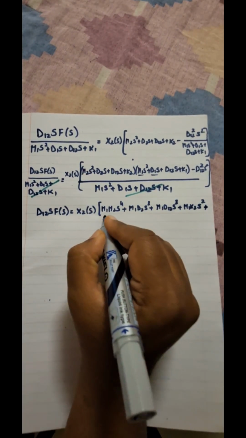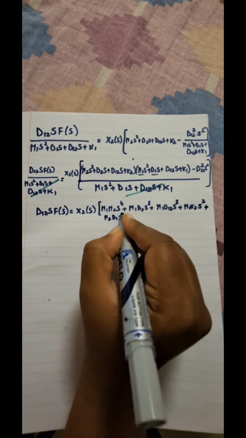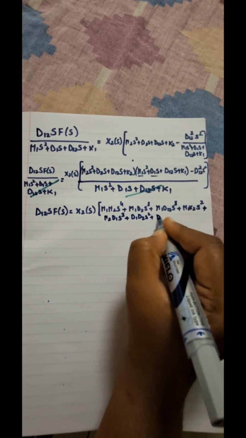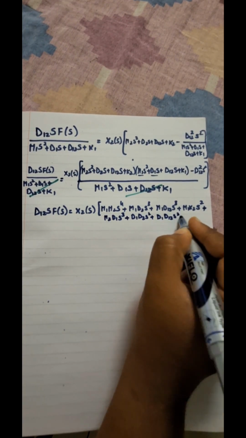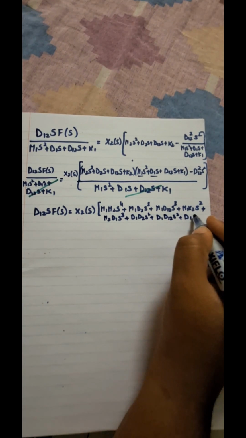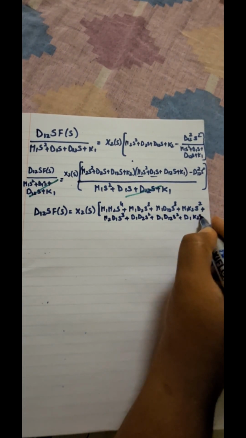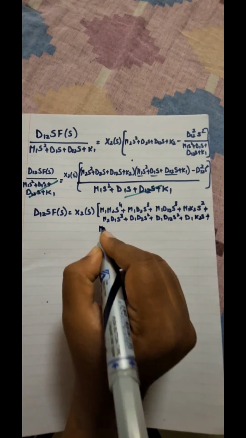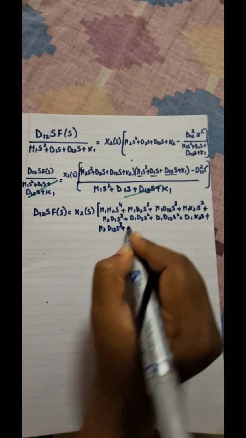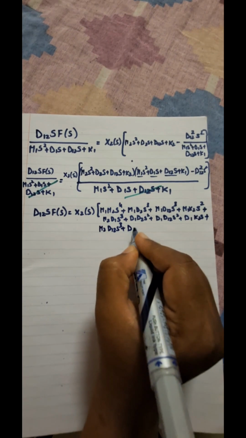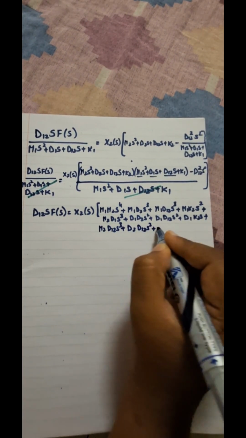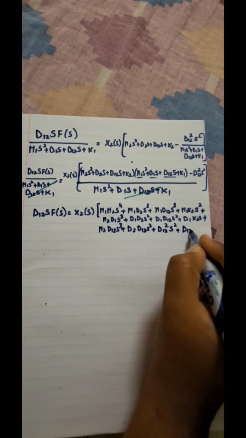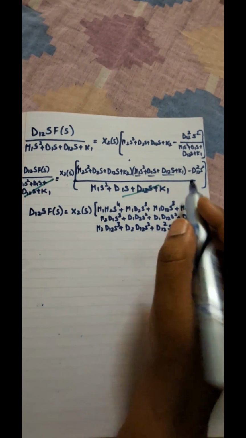Now D1 s. So D1 s into M2 s squared: M2 D1 s cube, plus D1 D2 s squared, plus D1 D12 s squared, plus D1 K2 s. Then D12 s into everything: M2 D12 s cube, plus D2 D12 s squared, plus D12 squared s squared, plus D12 K2 s. Then K1 is left.